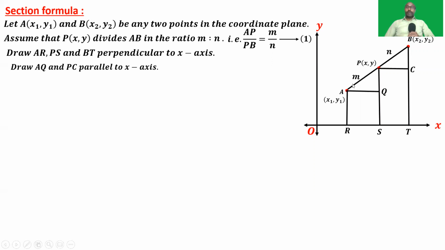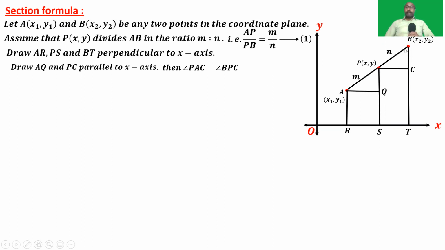Now we can observe that angle BPC and angle PAC are equal. Angle PAC and angle BPC are equal because PC and AQ are parallel lines, and these two angles are corresponding angles, so they are equal.